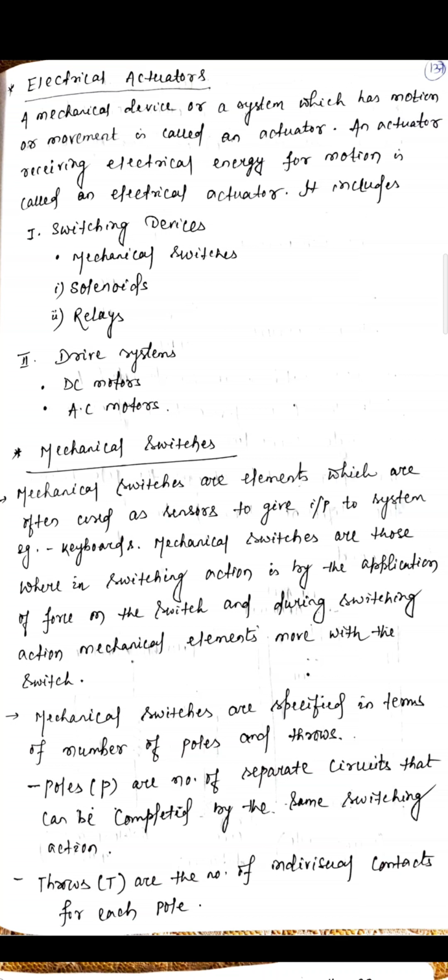Clear? So mechanical switches are specified in terms of the number of poles and the number of throws. Number of poles is denoted by capital P and number of throws is denoted by capital T. Poles, that is P, are the number of separate circuits that can be completed by the same switching action, and the throws, that is T, are the number of individual contacts for each pole. Clear?